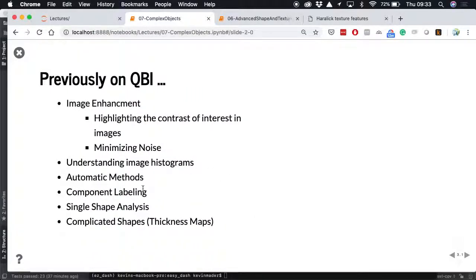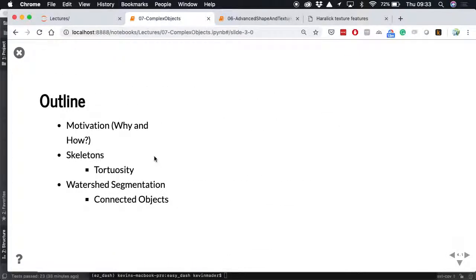And yeah, so as I started to mention before, we've covered these different techniques before. We just did the simple shape analysis and texture analysis, and even got into some more complicated shapes and thickness maps. And so we introduced that idea at the beginning of the last lecture. And now we're looking to go beyond that. And so the first part is the motivation. So what sort of problems are we trying to solve with this?